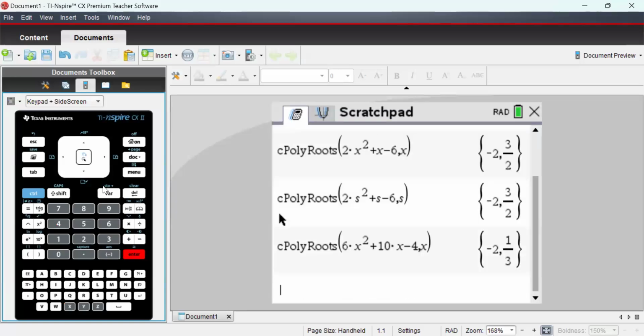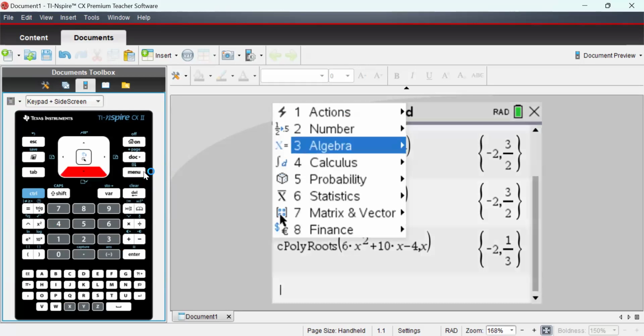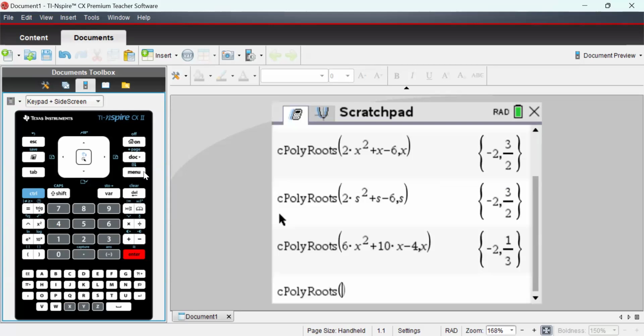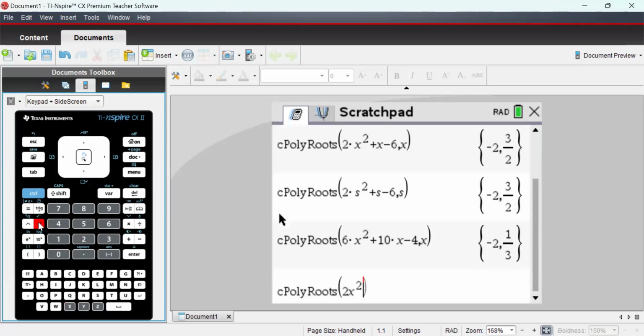First one's -2 and +1/3. And this one has t's. I'm going to change them to x's. You're welcome to leave them as a t, but if you do, you need to put comma t at the end and not comma x.